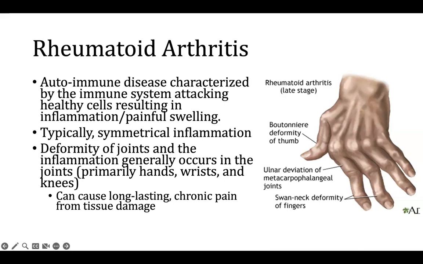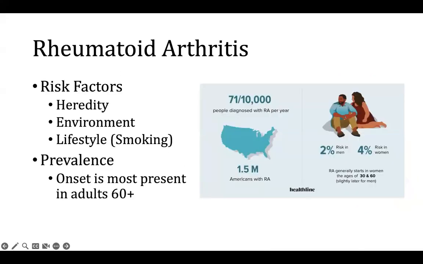Some of the risk factors, it's hereditary, like I mentioned. If the individual has a family history of rheumatoid arthritis, they're 5 times more likely to develop it. Also, environmental factors can play a role. Trauma has been associated with rheumatoid arthritis in some circumstances, as well as lifestyle. So smoking can potentially be a risk factor for rheumatoid arthritis. The onset is most present in adults 60 years and older, but can be diagnosed at any age. And it is very prevalent in the United States, as you've probably heard from commercials about medications and that sort of thing.